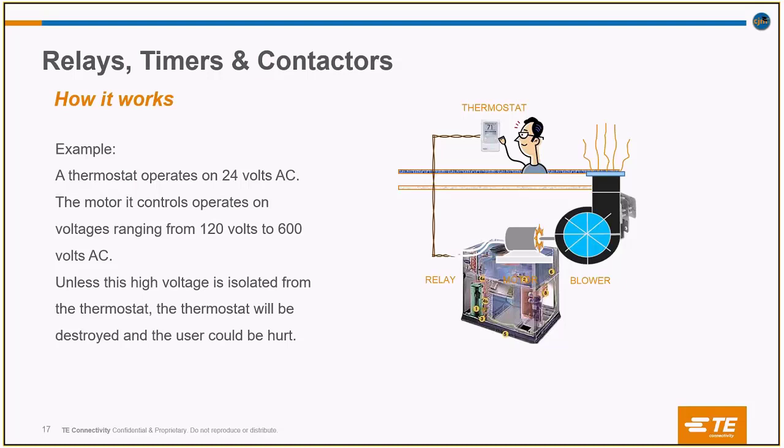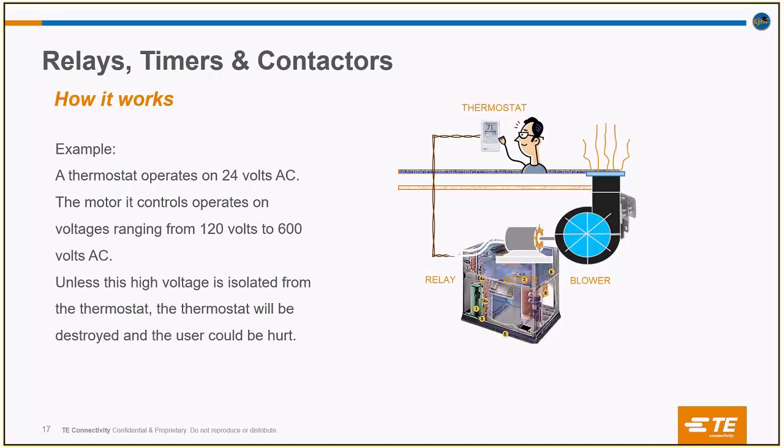Let's talk about relays, timers and contactors in a bit more detail. How it works. Our thermostat operates on 24 volts AC, but the motor that the thermostat controls operates on voltages ranging from 120 volts to 600. It is very obvious that when a part is in motion, heat is generated. The motor is constantly in motion, right? So the temperature of the motor would be more than that of the thermostat. That's what is being shown here.